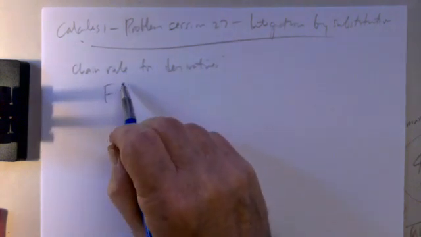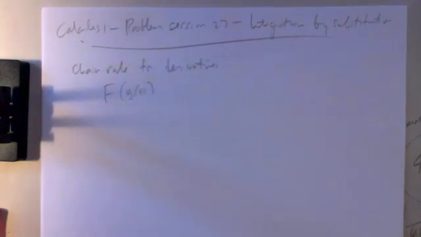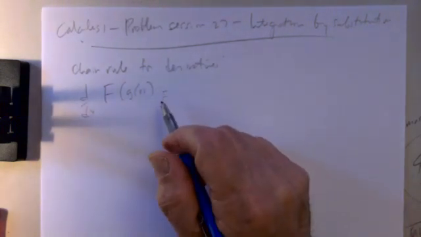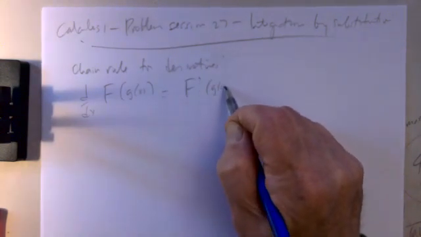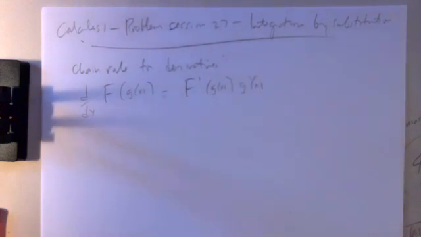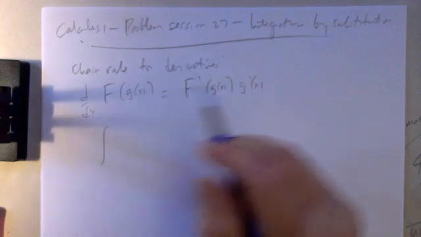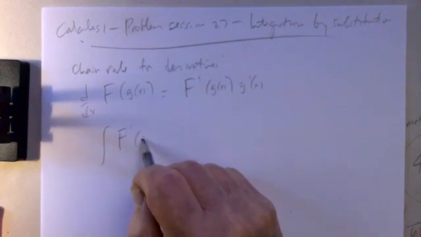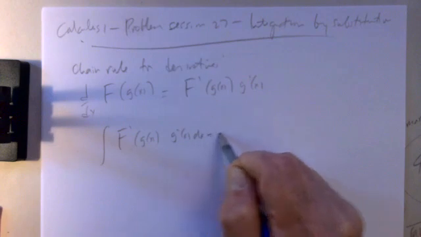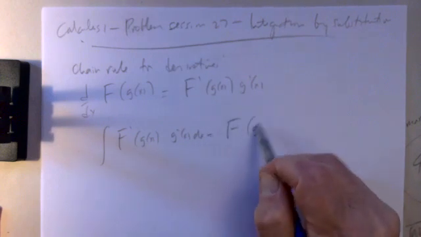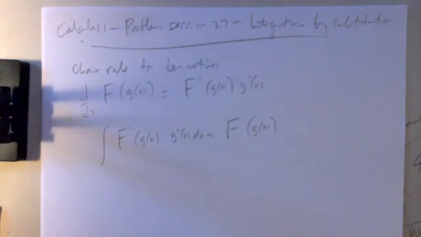So if we have a function capital F of g of x, it's a composite function, and we differentiate with respect to x by the chain rule. This is capital F prime evaluated at g of x times g prime of x, which means that the antiderivative of F prime of g of x, g prime of x dx is F of g of x.